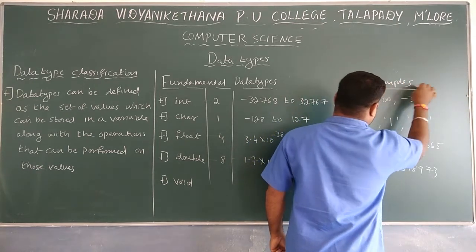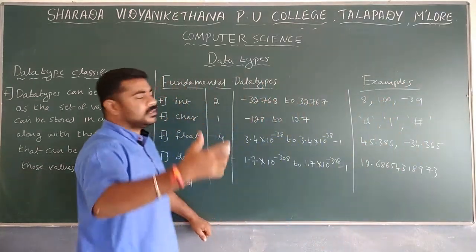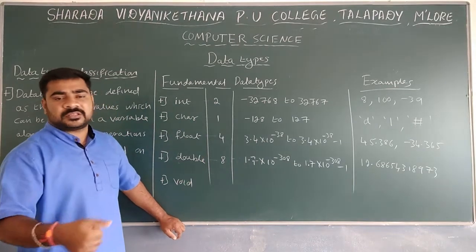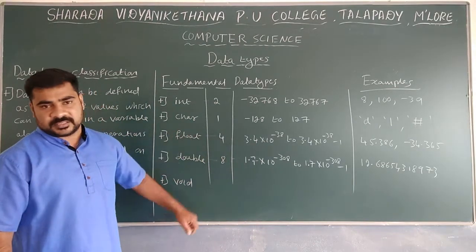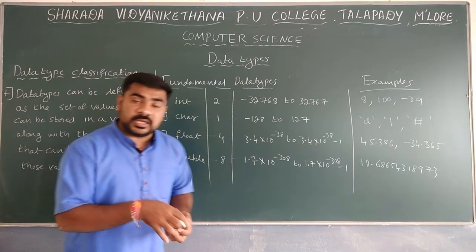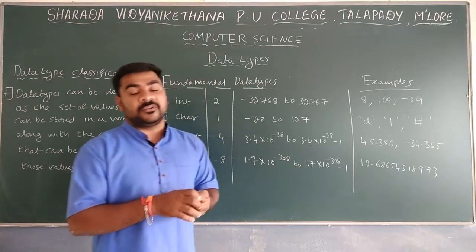Examples. This is an example. 800 is not that value. Any other values are possible to store. So these are some examples. And if you are going to store the data in integers, there is a limit to it.